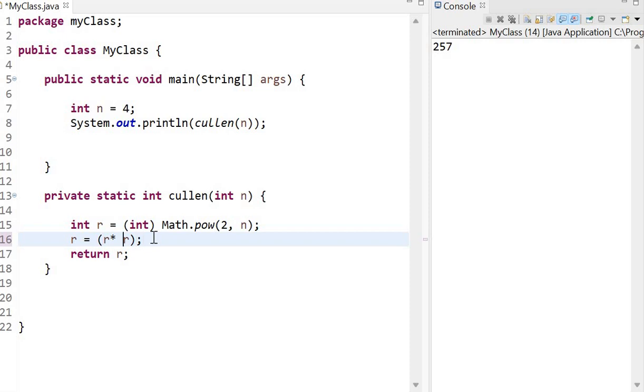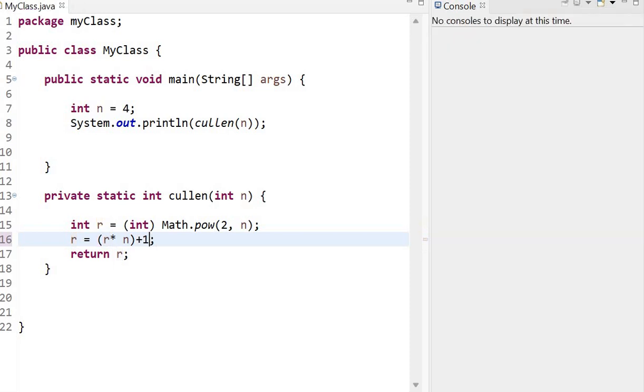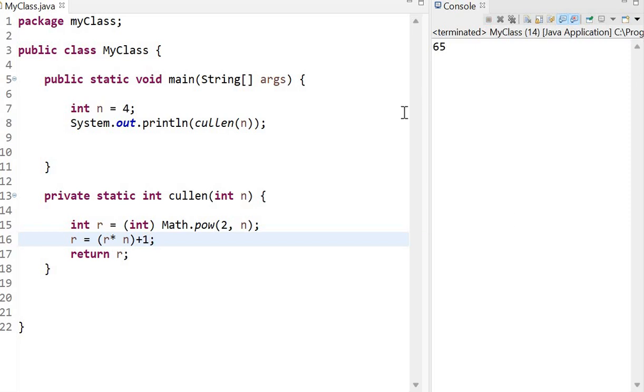Okay, not r into r. It should be r into n, plus 1. And we have got the correct answer. So by mistake I have written r over here, but it should not be r, it should be n. So this is how we will find out the Cullen number. Hope you guys understand. Thank you very much.